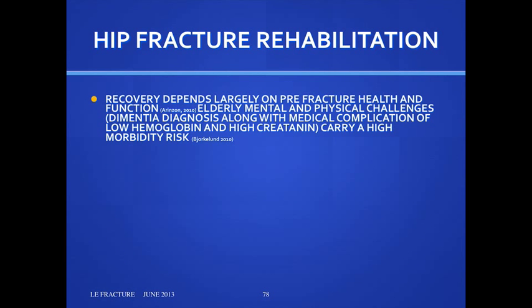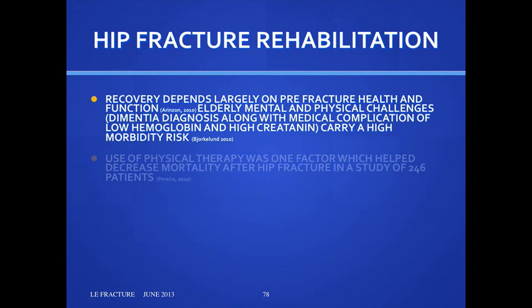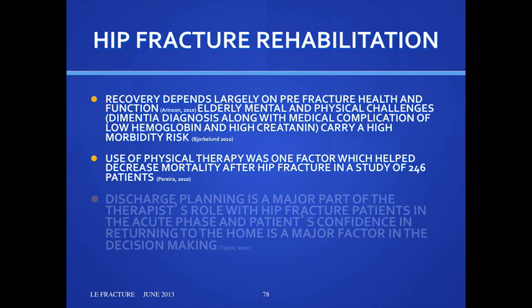A couple of things about hip fracture rehabilitation. The recovery depends largely on the pre-fracture health and function of the patient. Elderly, mentally, and physically challenged patients carry a high morbidity risk, or a high risk of not attaining a good level of function. In 2010, a study by Pereira showed that use of physical therapy was one factor which helped decrease mortality after hip fractures in a study of 246 patients. So not just morbidity, but patients also had less incidence of mortality by improving their mobility and getting therapy.